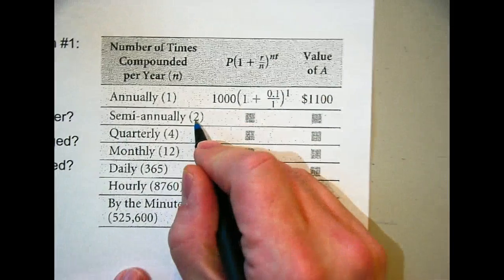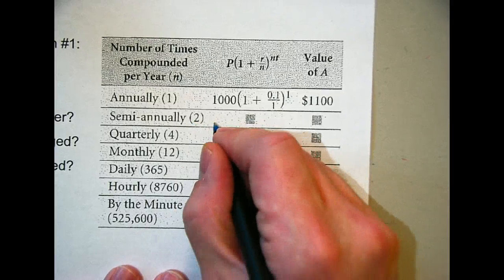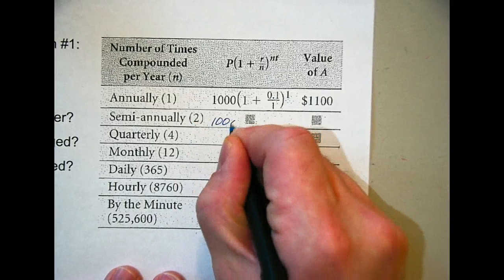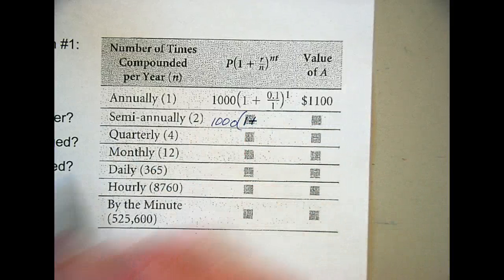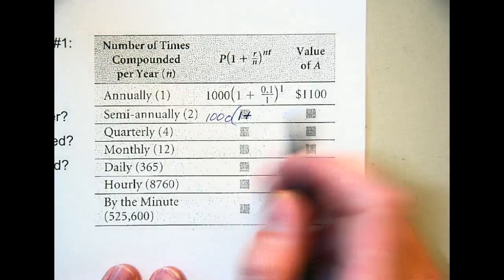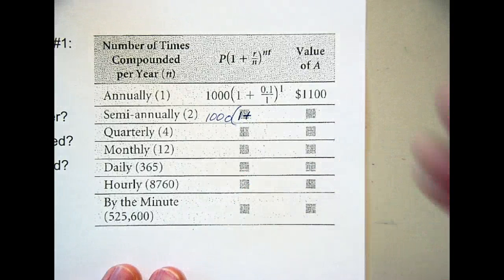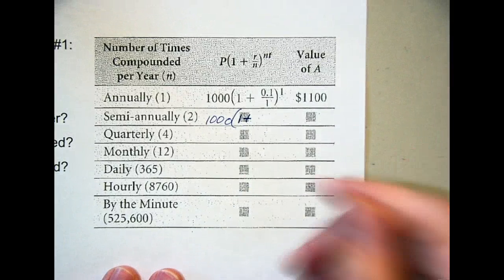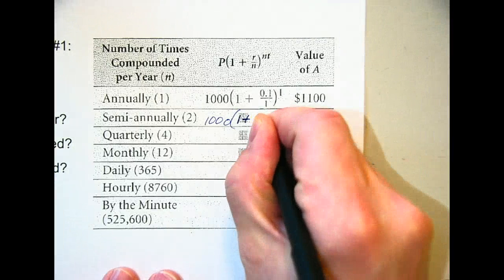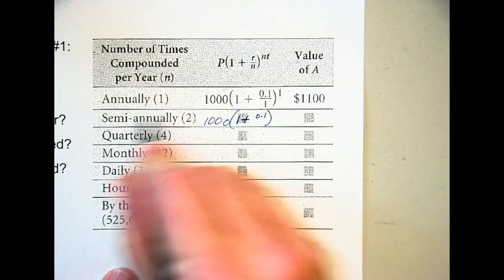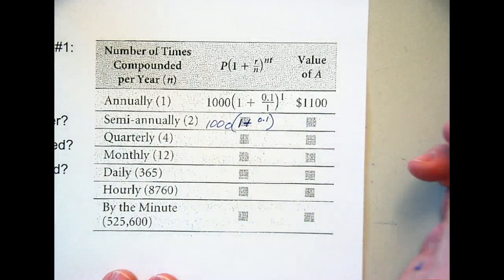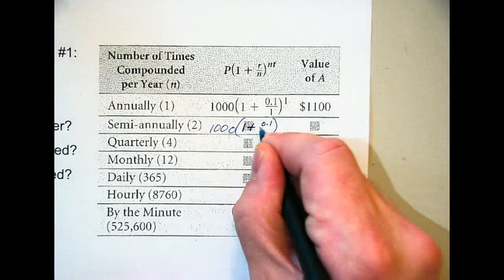If something's compounded semi-annually, I have $1,000 this time, and I'm compounding it semi-annually at 10%. How do I know it's 10%? 0.1, right? So this is 10%. How is this semi-annually changing it right here? Go ahead and tell your neighbor. Everyone make sure your neighbor tells you something.